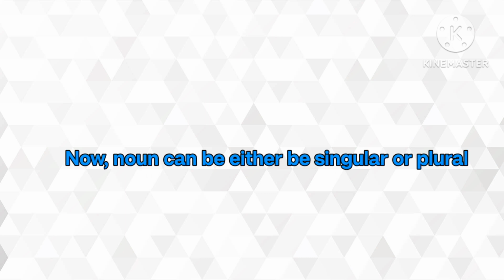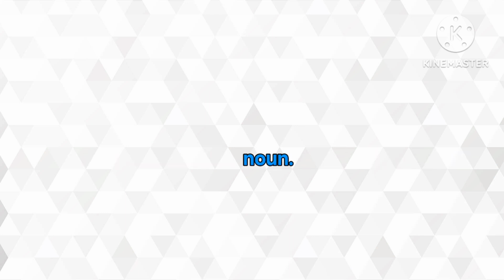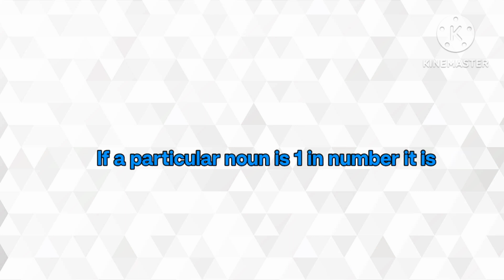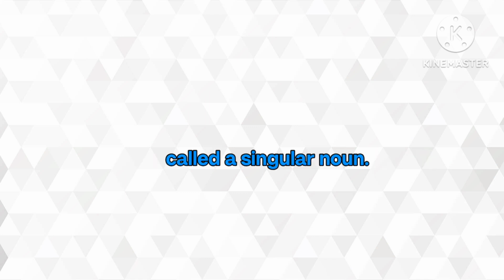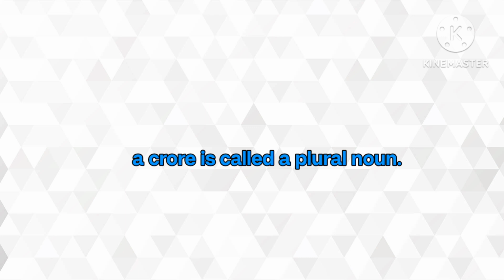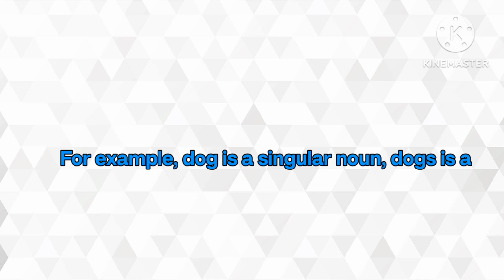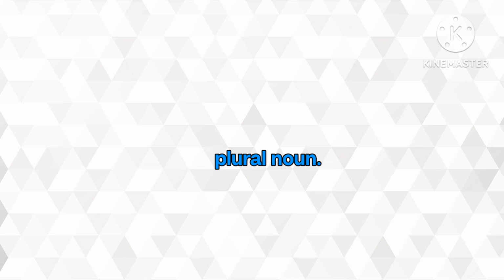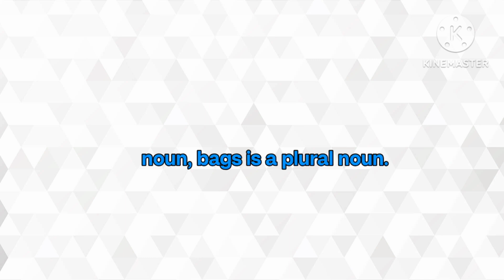Now, nouns can be either singular or plural nouns. If a particular noun is 1 in number, it's called a singular noun. If they are more than 1, like 2, 5, 100, or even a crore, it's called a plural noun. For example, dog is a singular noun, dogs is a plural noun. Bag is a singular noun, bags is a plural noun.